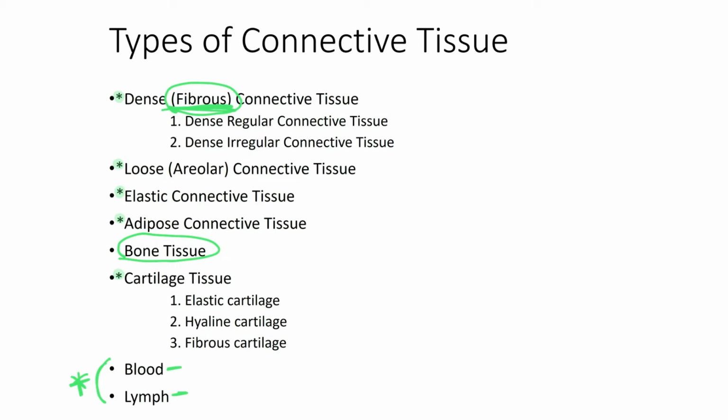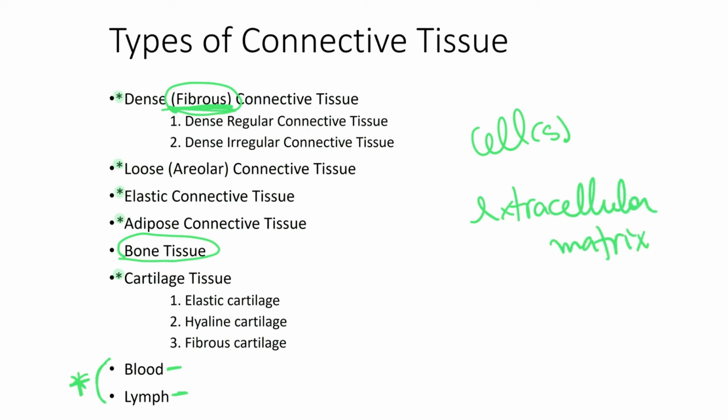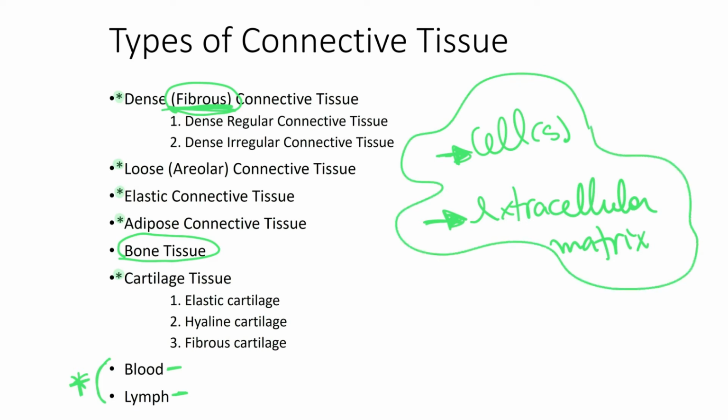And if you think about it, you can conclude that different types of connective tissue will be made by different cell or cells. And also, whatever is surrounding these cells will be different. The name we give to the material surrounding cells is extracellular matrix. So, depending on the cell or cells, and also on the type of the extracellular matrix, we will have a different connective tissue.